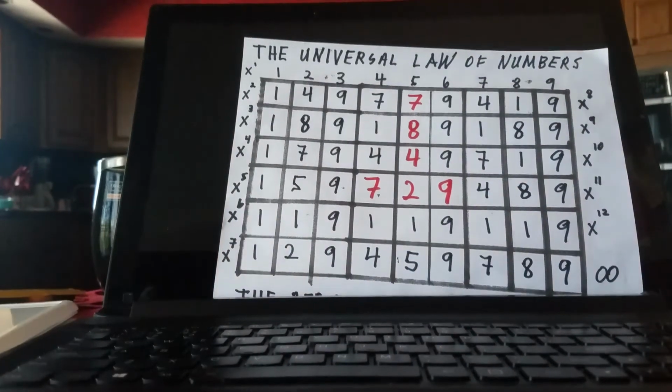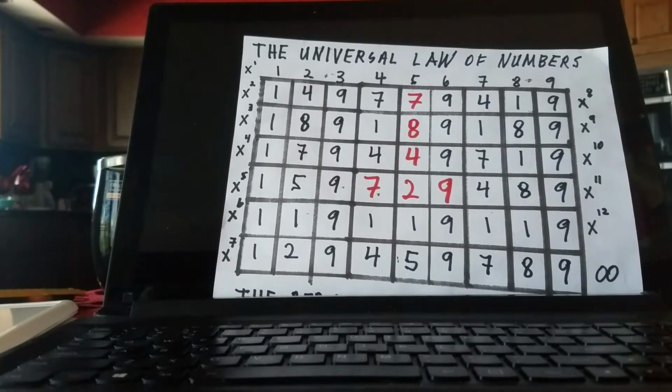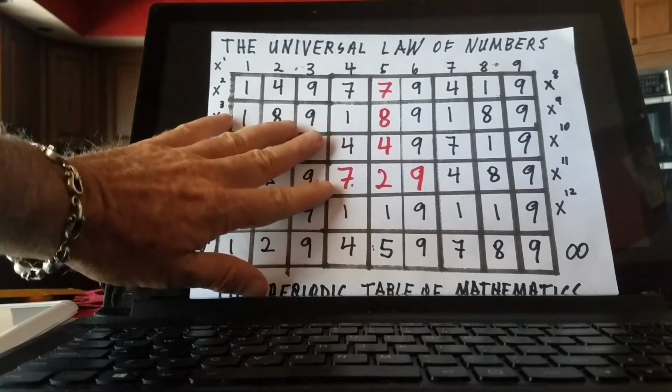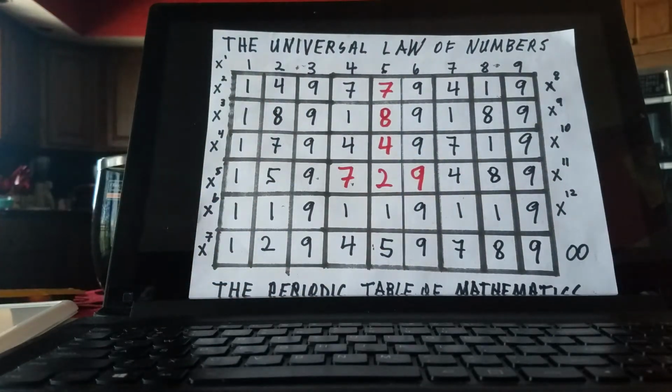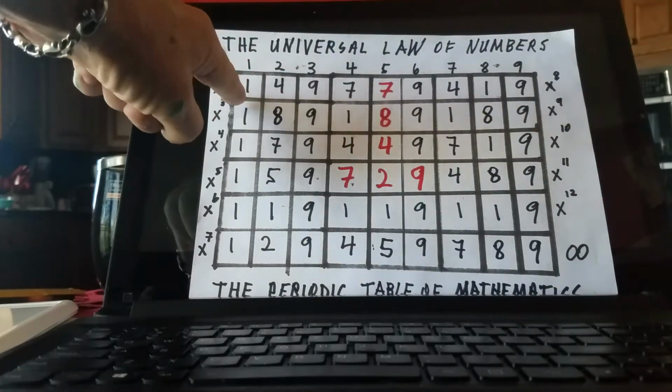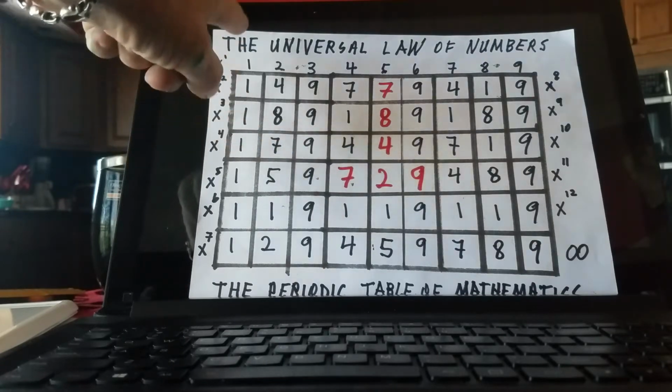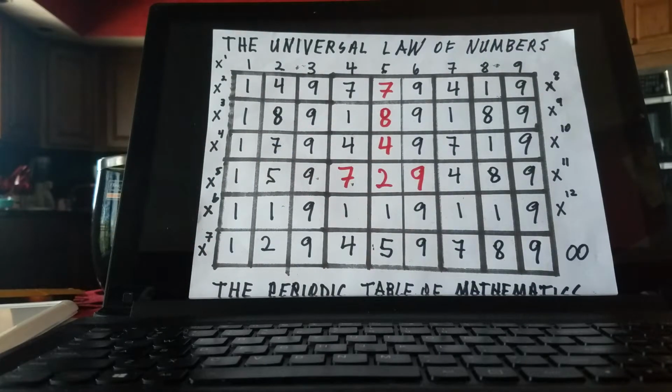And we do put zeros at the end of numbers, and we understand why we do that, because there is a difference between a 10 and a 1. However, it's just a 1 changing its personality going to the next power. Because if we take 1 and we square it, we get 1, and we cube it, we get 1, and no matter how many times we multiply it by itself, it's always going to be a 1, and that's exactly what happens here in the universal law of numbers.